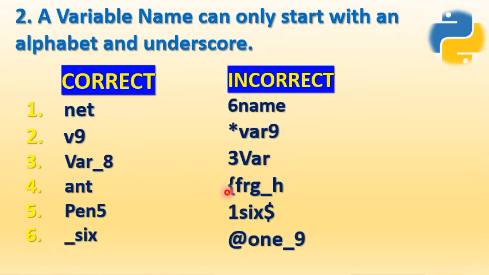So that's why it is incorrect. The fifth example, I use pen5. My variable name contains alphabet and digit, and the first letter of my variable name is an alphabet, so it is correct.